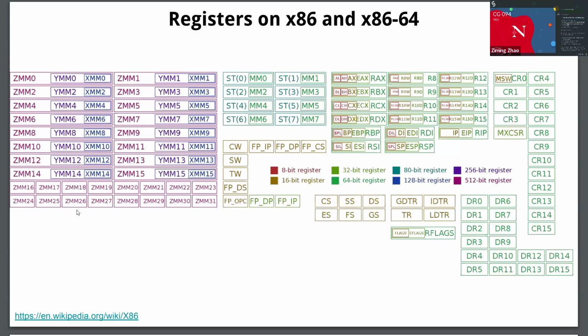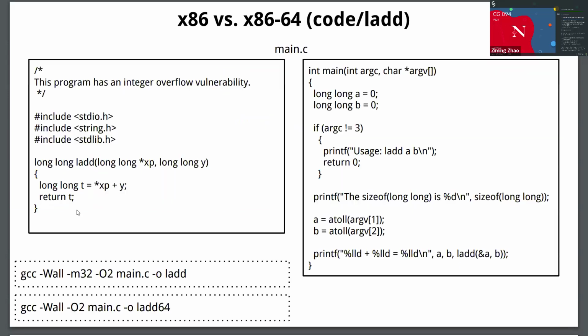Okay, 64-bit architecture. We already talked about this a little bit actually. You can see the registers are getting bigger, and we have more registers. This is another example to show you why the same piece of C code, when compared on 32-bit and 64-bit, will be much faster on 64-bit.